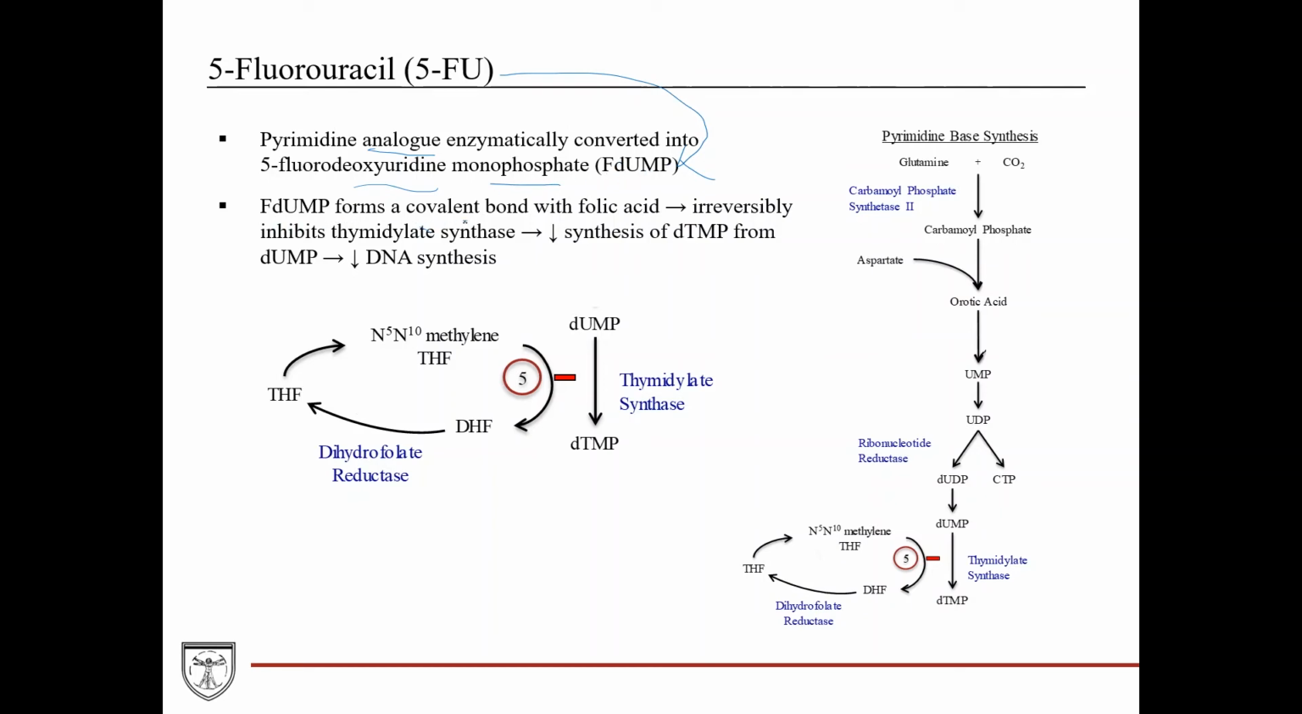FD-UMP actually forms a covalent bond with folic acid, which then irreversibly inhibits thymidylate synthase. So you inhibit this enzyme, you decrease formation of dTMP from dUMP, and then importantly, the end result, you decrease DNA synthesis. This is going to target cells that are rapidly dividing, and if cells are rapidly dividing, they need a high level of DNA synthesis. So these are the cells that are going to be most affected by 5-FU. And as a result of that, 5-FU is a chemotherapy used in a wide array of cancers.